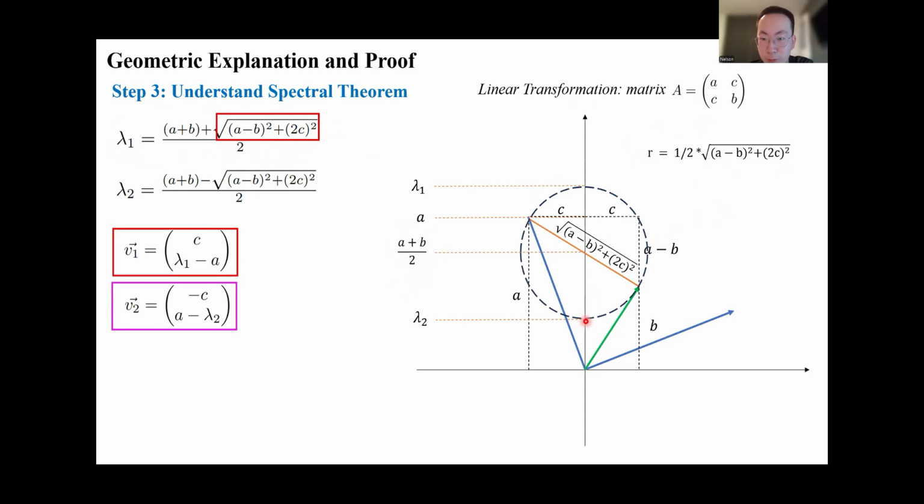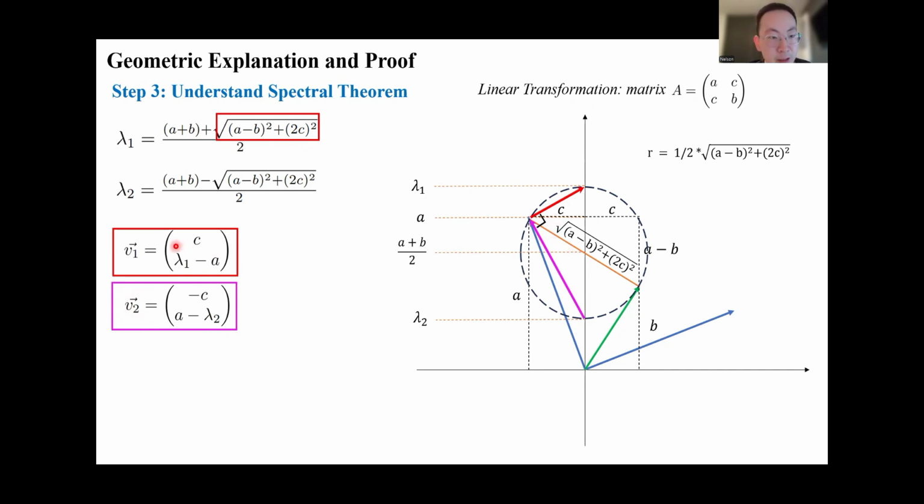Similarly, for this bottom point, we can use the height of the center point minus the radius, which is this expression minus this expression, and we have exactly the same expression lambda 2 here. And then I draw these two vectors, and I claim this red vector is just this V1. This purple vector is just this vector V2.